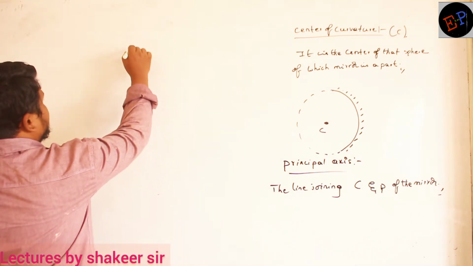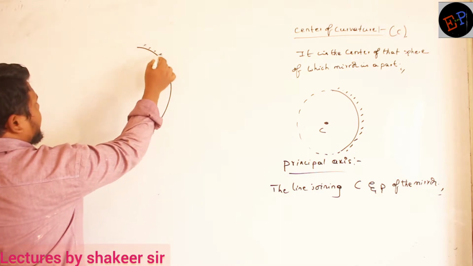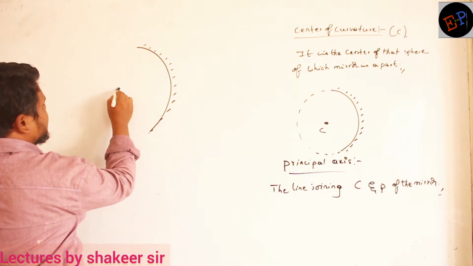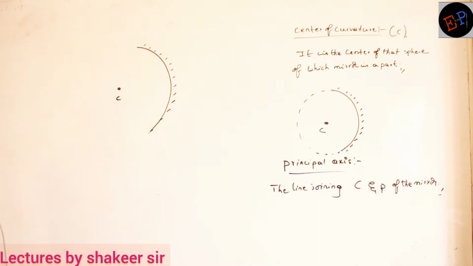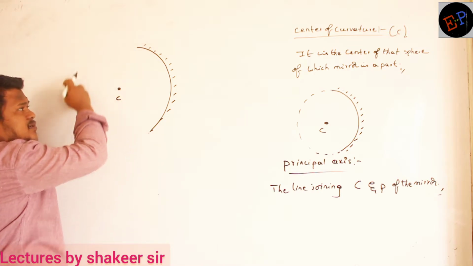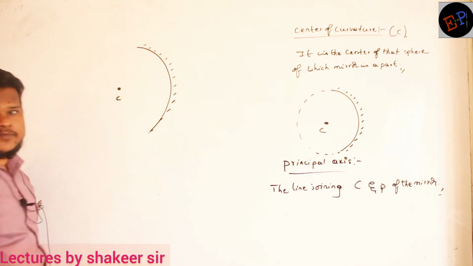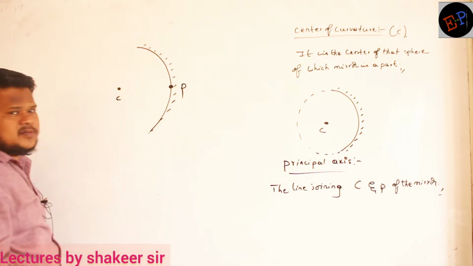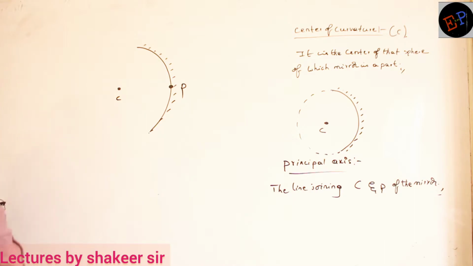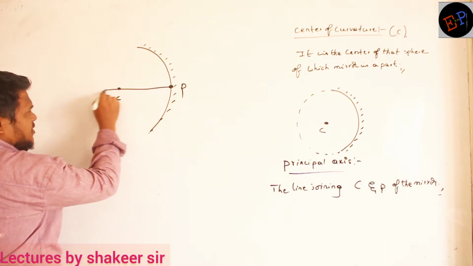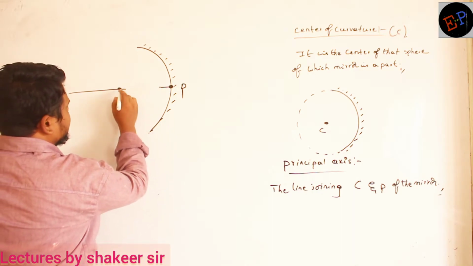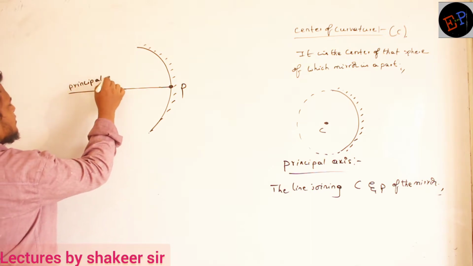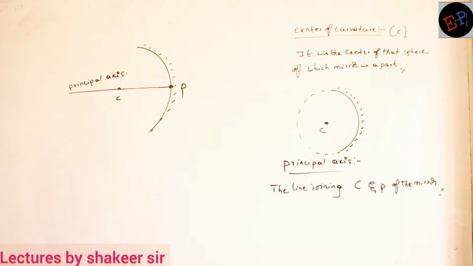For example, this is a concave mirror. If you complete this in the form of a circle, the center of curvature is somewhere here. What is this C? This is the center of that sphere of which this mirror is made up. And here the pole is also present. The geometrical center of the mirror is called the pole of the mirror. Then, by connecting both of them, if you draw a straight line, this straight line is called the principal axis. Are you able to understand?